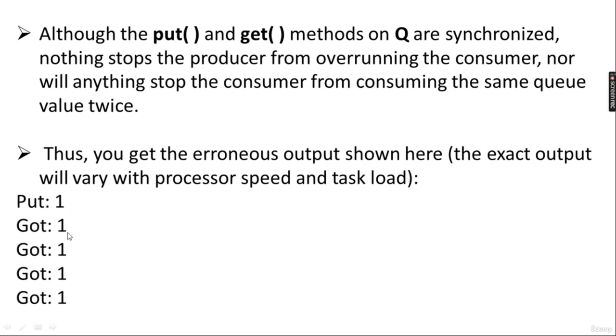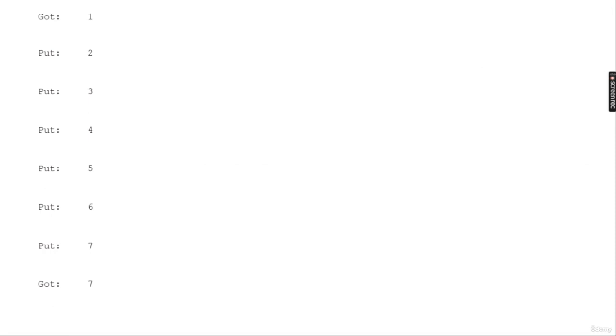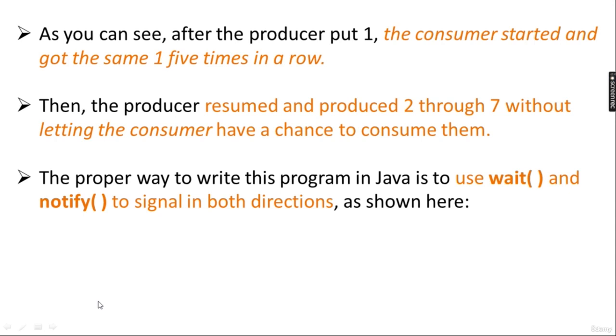One is putting, second is getting, other is getting and getting. This is not the expected output. Since they are synchronized, we expect them to produce output first, putting the value first, and then consuming the value next, but this is not the expected result. Now got 1, again put 2, put 3, put 4, put 5, put 6, put 7, then got 7. So the latest value is 7, that will be got. So this is not the expected output.